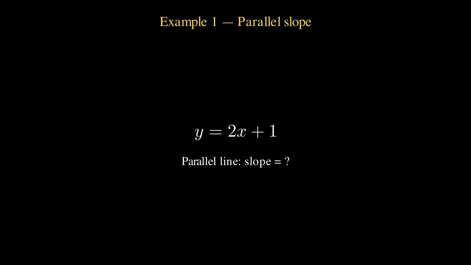Next come 3 worked examples: a fast parallel slope read, a full perpendicular equation through a point, and a reasoning check about 3 slopes and a right angle. Example 1, easy style. A line is parallel to y equals 2x plus 1. What is its slope? Parallel means same m. Here m equals 2, so any parallel line has slope 2, even if the y-intercept changes.